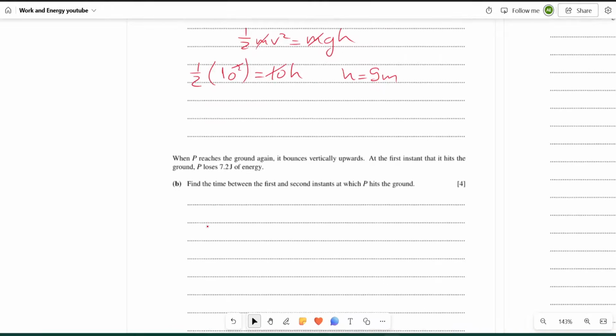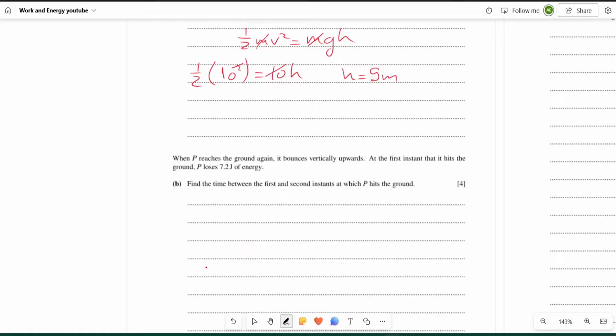Now, part b says, when P reaches the ground again, it bounces vertically upwards. So it's going to fall down, bounces vertically upwards. At the first instant that it hits the ground, P loses 7.2 joules of energy. So what happened here is that P was moving down, and then when it hit this ground, it's going to bounce, and this impact is going to cause it to lose some energy. So how much energy did we lose?